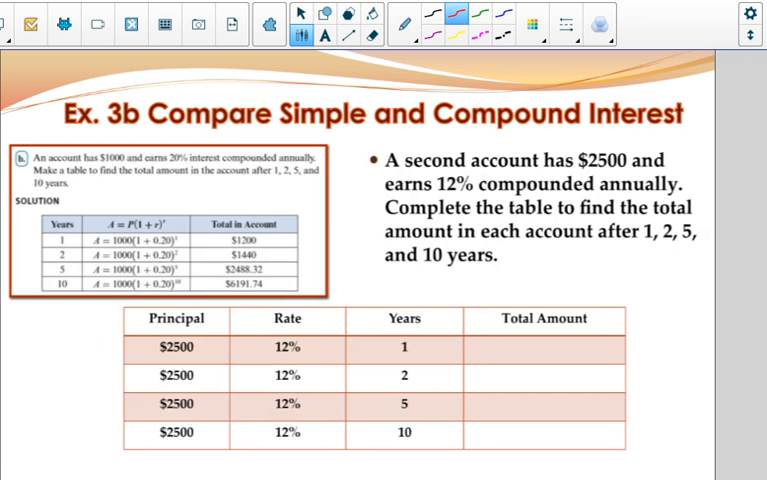If we were to do the same thing, but this time it's going to be compound interest, we're going to compound it annually, so one time a year. So I'm just going to use this formula that they have here. It's going to be 2,500 times 1 plus the interest rate, so it's going to be 1.12 times 1 for 1 year. I come to my calculator.